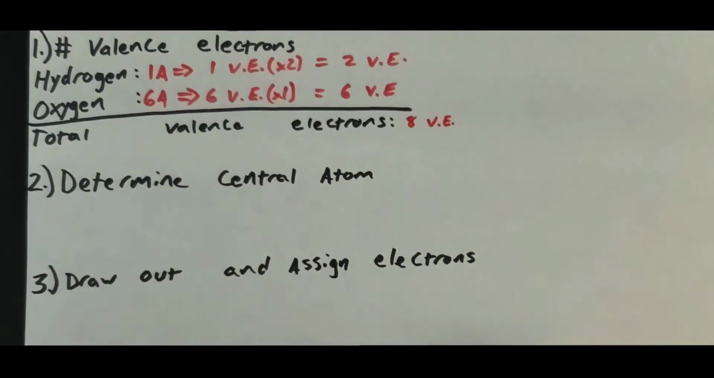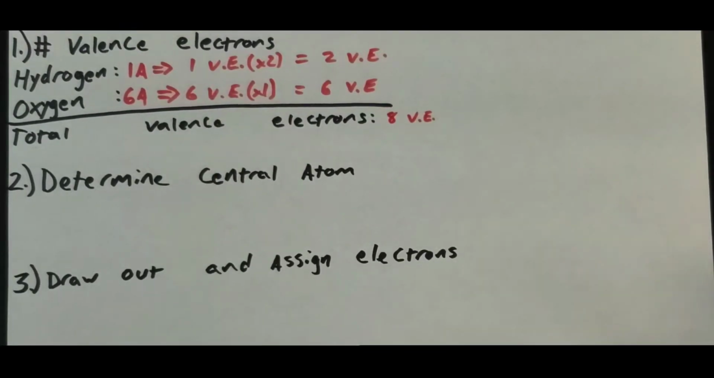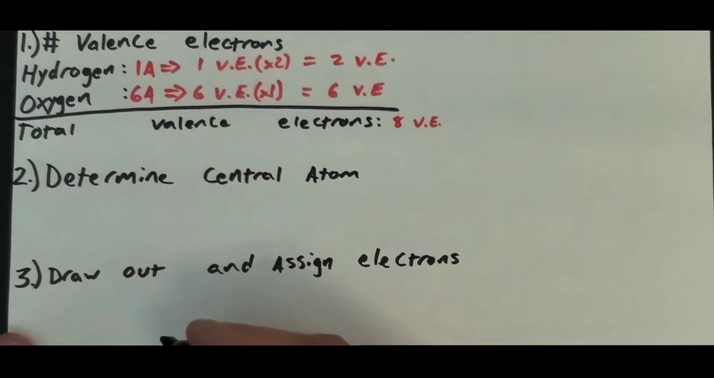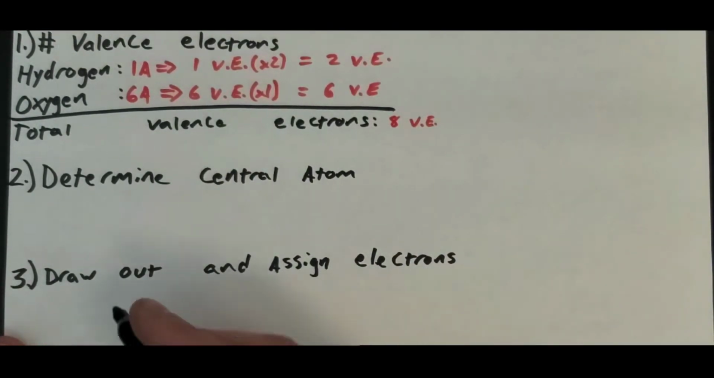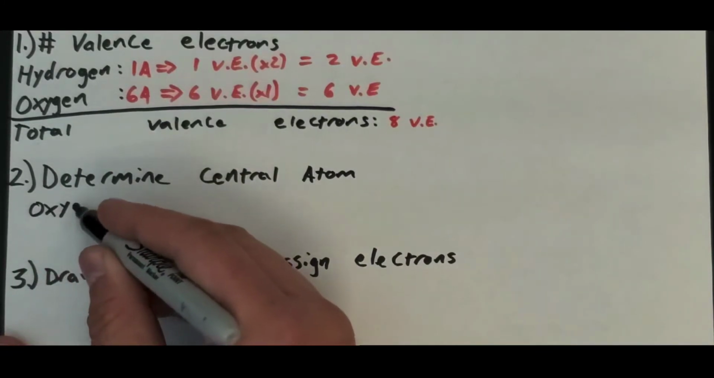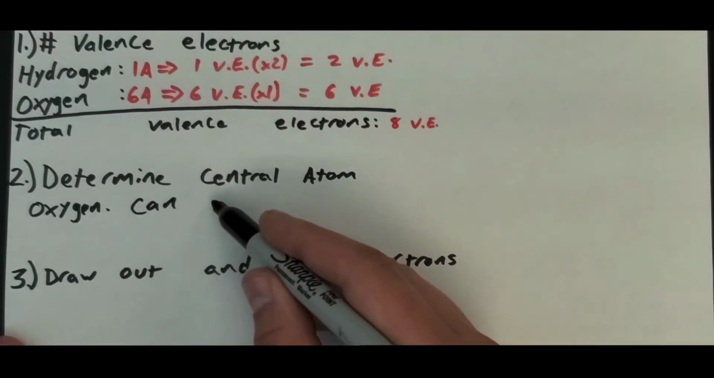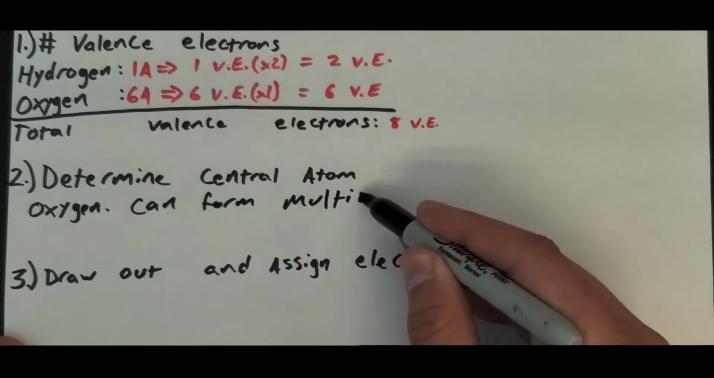Now, to determine the central atom here is pretty easy, just because hydrogen can only bond to one thing, so they both must be bonded to oxygen. Otherwise, they'd be bonded to each other, and we wouldn't have H2O, we'd have H2. Another way to think about this is that there's only 1 oxygen and 2 hydrogens, and oxygen can form multiple bonds.